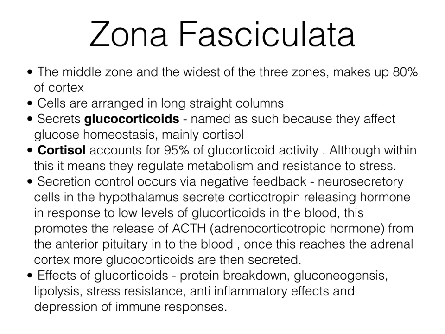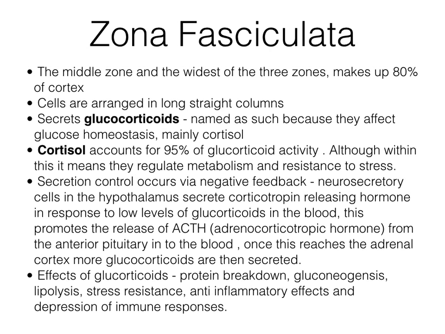Now, the zona fasciculata is the middle zone, the widest zone, and the cells are arranged in long, straight columns. It secretes glucocorticoids. These affect glucose homeostasis, however, they also regulate metabolism and resistance to stress. The main glucocorticoid secreted is cortisol, which accounts for 95% of glucocorticoid activity.